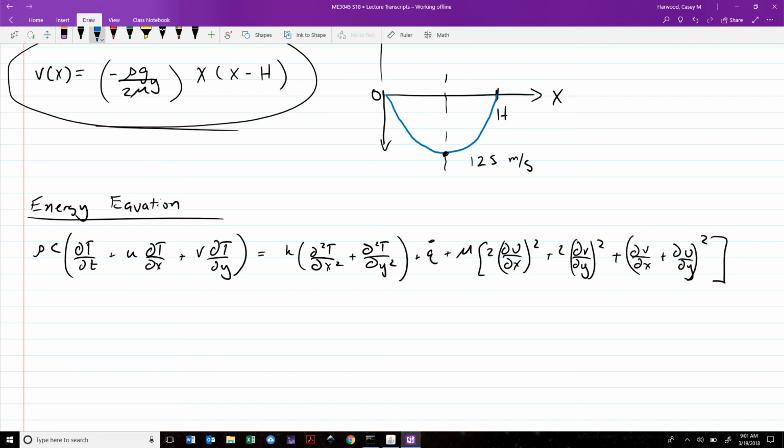Where you should be sitting at the end of this is something that looks like the following. I'm going to give you what you're looking for: 0 equals k d squared T/dx squared plus mu (dv/dx) squared. Does anybody get this out of here yet? We've got a few more minutes.